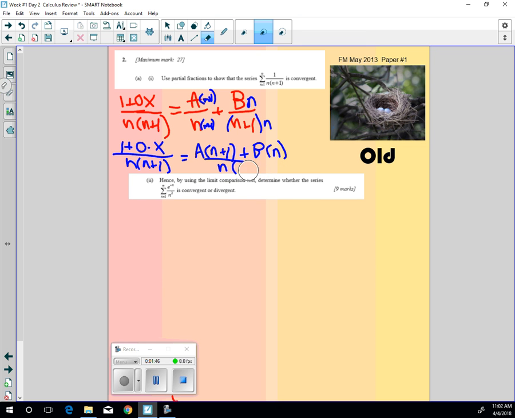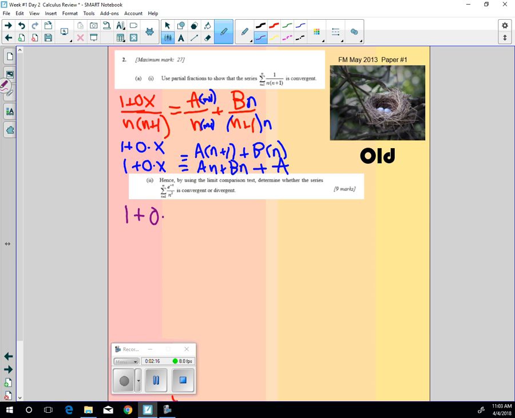I'm just going to erase that. All right. So when I have 1 plus 0 times n, I'm going to get a n plus b n plus a. I think it should be n. So you're going to have 1 plus 0. Yeah, it should be n. Little things like that bug me a lot. It is equal to a plus b times n plus a.